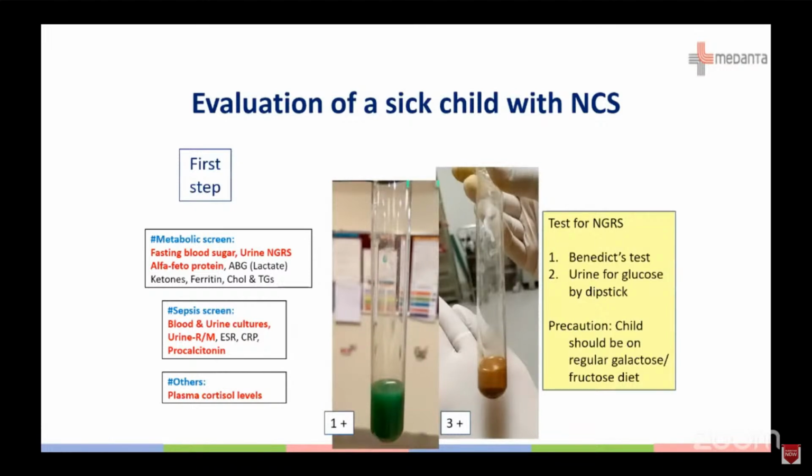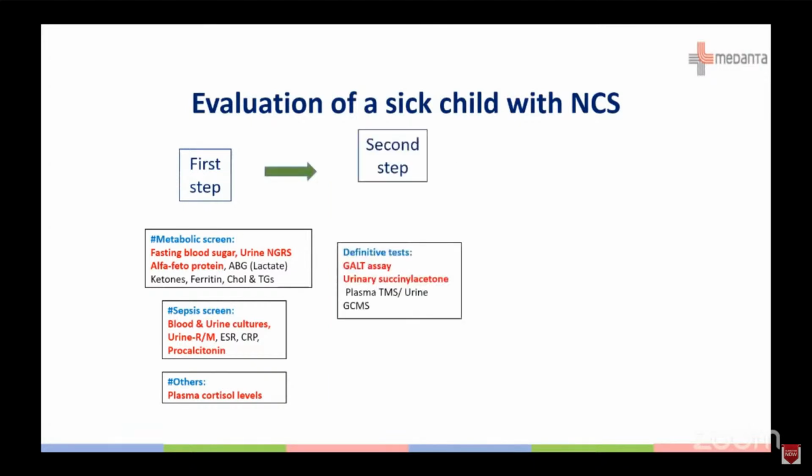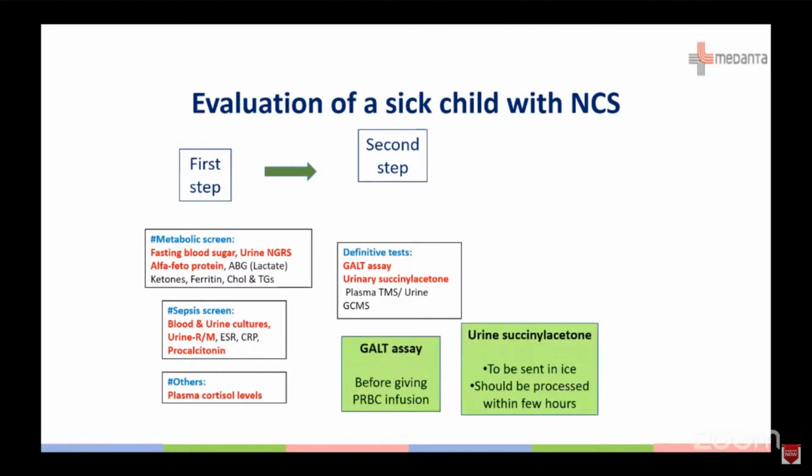The tests for non-glucose reducing substances are the Benedict test and urine for glucose by dipstick. The precaution is that the child should be on a regular galactose or fructose diet before performing a Benedict test. The next step is we should go for the definitive tests like GALT assay for galactosemia, urinary succinylacetone for tyrosinemia, plasma TMS, tandem mass spectrometry, and urine GCMS to rule out aminoacidurias and organic acidemias.